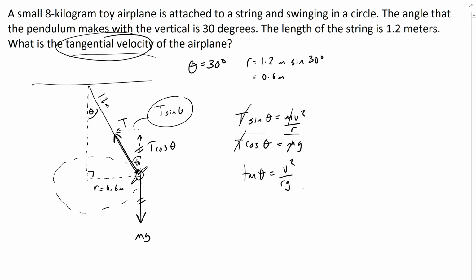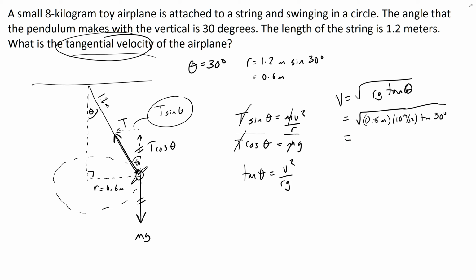For this problem we want to find the tangential velocity, so we solve for the velocity by multiplying both sides by rg. So we get v equals the square root of rg tan theta. Once we put in the radius of 0.6 meters, the acceleration due to gravity of 10 meters per second squared, and tangent of 30 degrees, we get 1.86 meters per second. So that's the velocity.